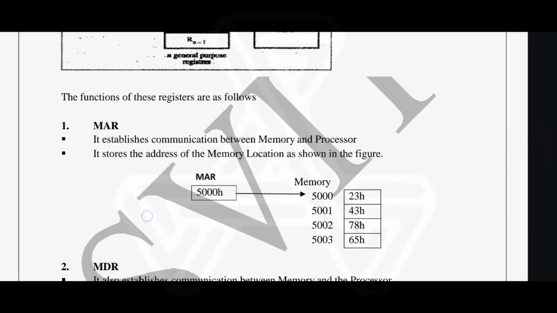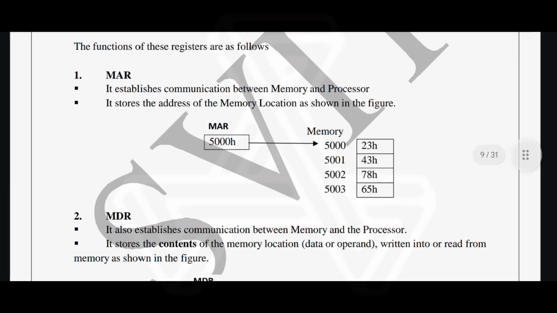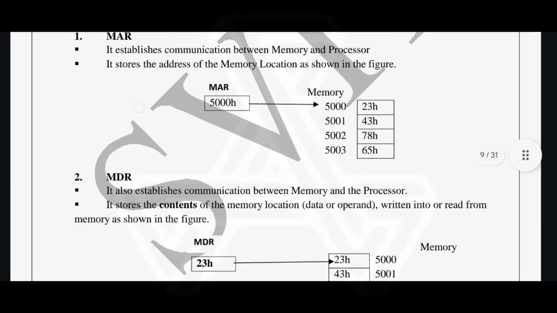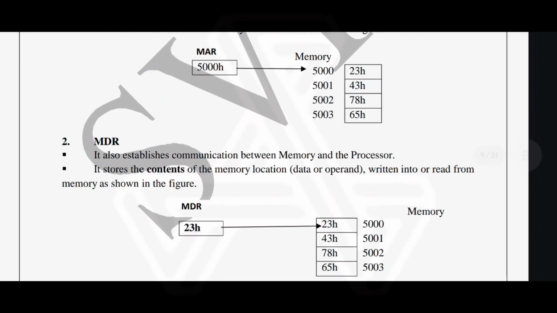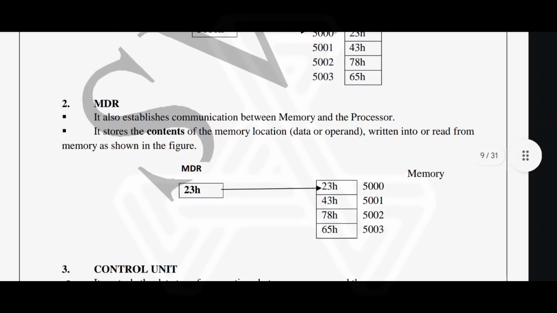MAR establishes communication between memory and processor. It stores the address of the memory location as shown in the figure: MAR 500H, memory location 5023H, 5001, 43H. MDR also establishes communication between memory and the processor. It stores the contents of the memory location, the data written into or read from memory, as shown in the figure, 23H.